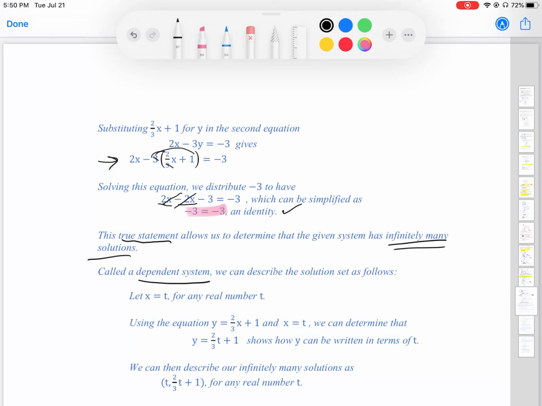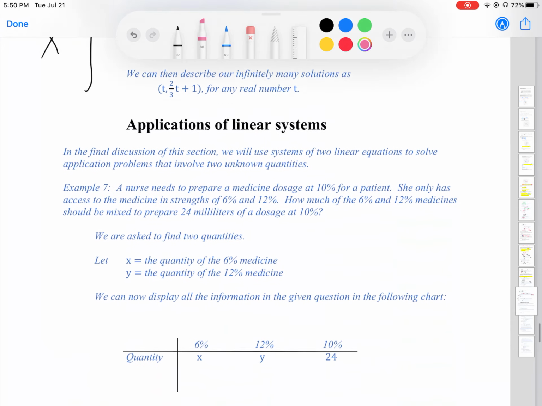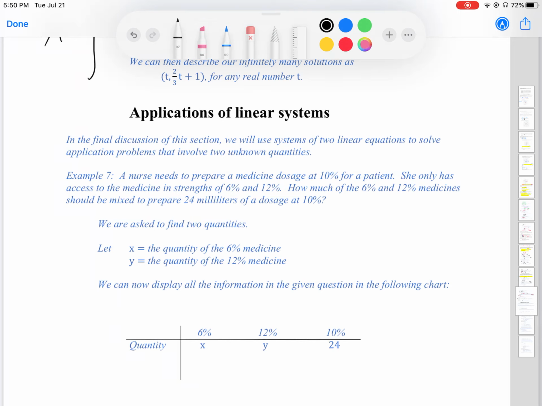We could describe the set as follows. You don't need to do this part. Just know that you have infinitely many solutions, and it's a dependent system. All right, because we're kind of short on time, I'm skipping applications, so stop here. Check your homework assignment so you know what problems to do. It's not going to involve the word problems for applications.